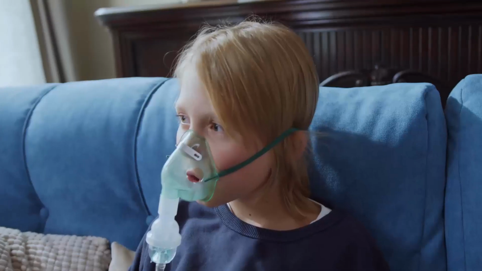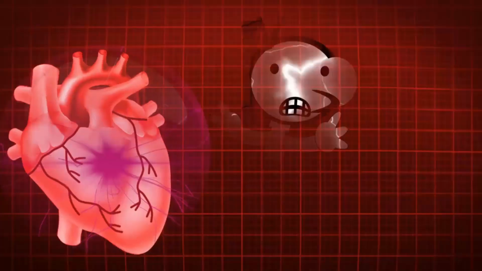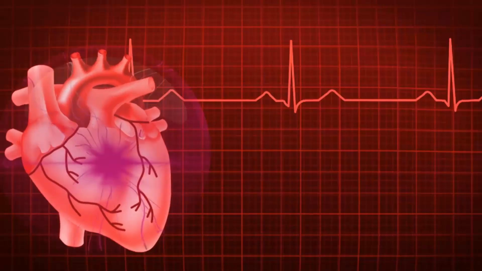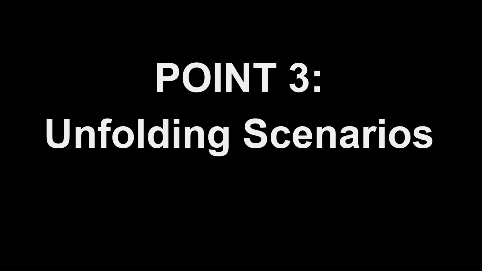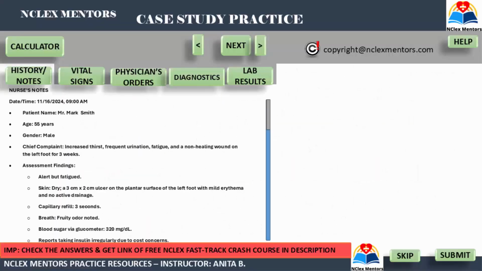For instance, one case may involve a pediatric patient with respiratory distress, while another focuses on an elderly patient with heart failure. Point number 3. Unfolding scenarios. Case studies in the NGN exam follow an unfolding format, where patient information is gradually revealed in stages. This method reflects how nurses receive patient data in real clinical settings, requiring them to adjust their clinical judgments as new information emerges.